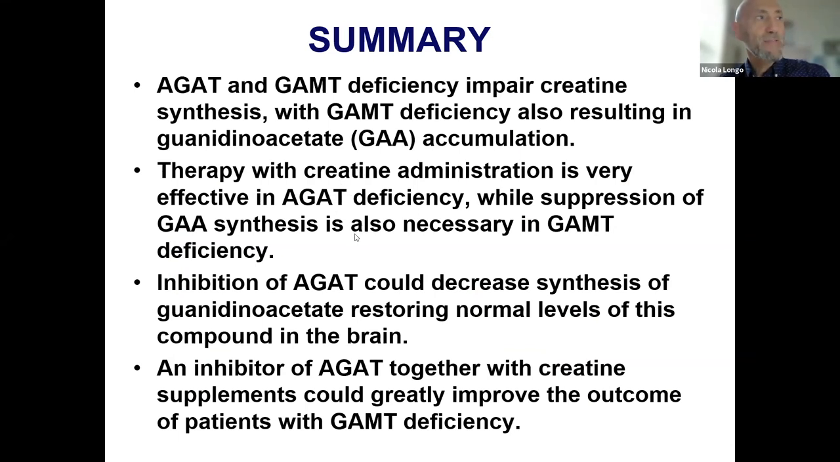Therapy with creatine is very effective in AGAT deficiency, but in GAMT deficiency, we also need to suppress the formation of GAA. Inhibition of AGAT could decrease the synthesis of guanidinoacetate, restoring normal levels of this compound in the brain. An inhibitor of AGAT together with creatine supplement could greatly improve the outcome of patients with GAMT deficiency, not just those identified at birth, but we hope to further improve even the outcome of patients who are symptomatically diagnosed, by removing the toxic effect of guanidinoacetate in the brain.